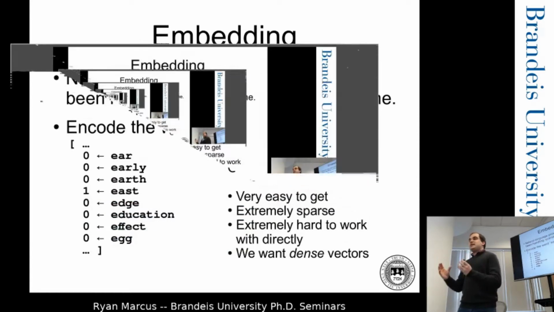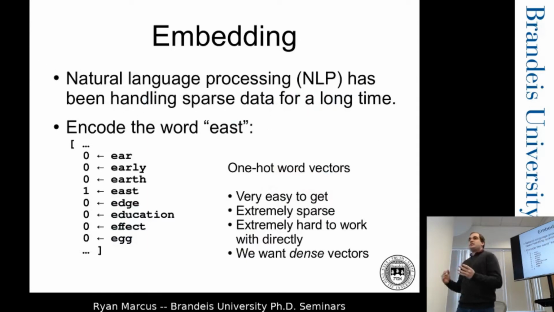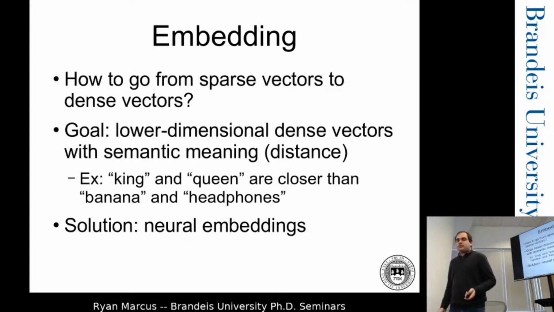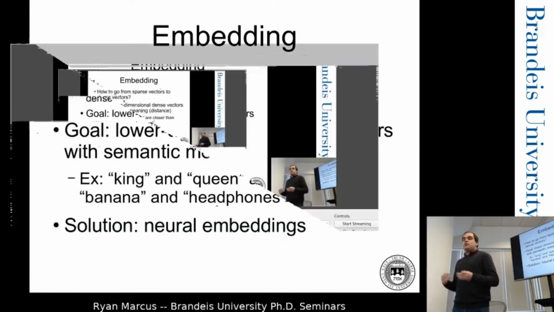What we really want is dense vectors, where every dimension of the vector tells us something interesting about the problem, and where the distances between vectors are somewhat relevant. So how can we go from sparse vectors to these dense vectors? If we want to get out a lower dimensional dense vector space with some kind of semantic meaning, like for example the words king and queen should be closer to each other than the word bananas and headphones, we need some way to do that.